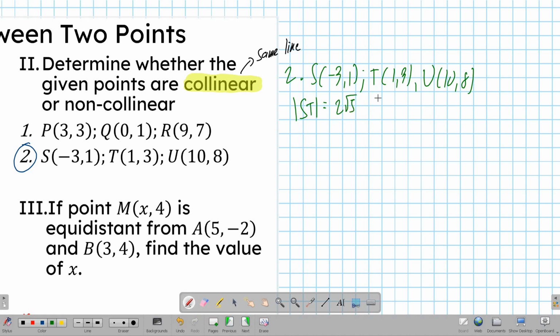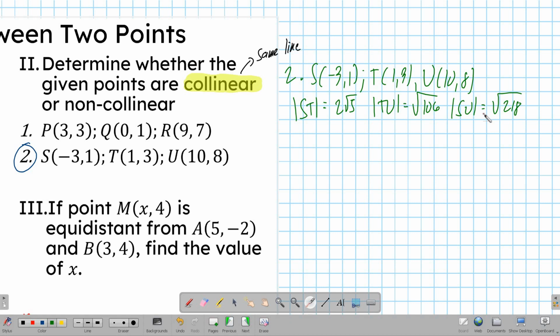And then the length of line segment TU is at square root of 106, while the length of line segment SU is equal to square root of 218. Na kung makikita nyo, kahit anong gawin natin ipag-add yan, they will not add up to each other. 2 square root of 5 plus square root of 106 is not equal to square root of 218. Square root of 106 plus square root of 218 will not be equal to 2 square root of 5.